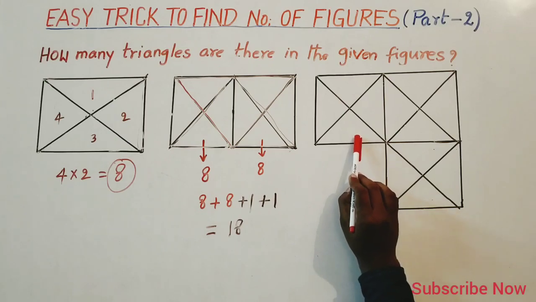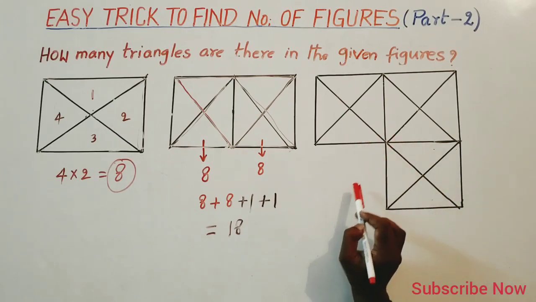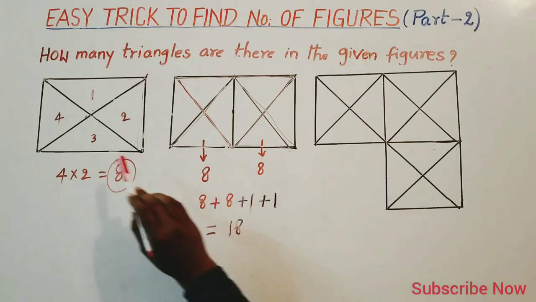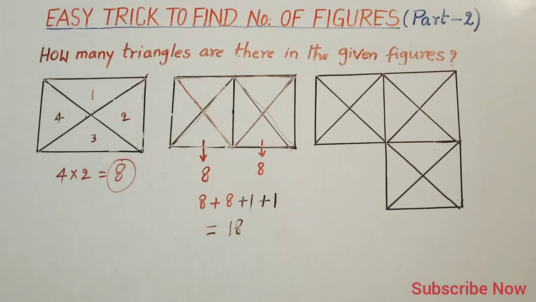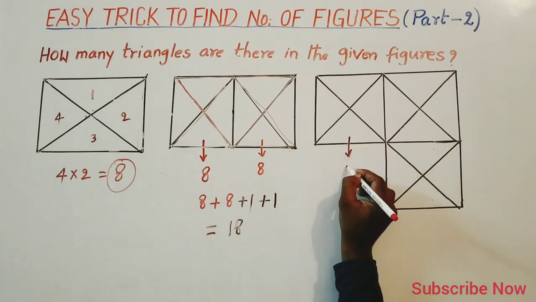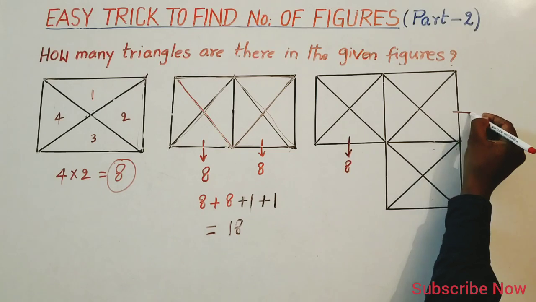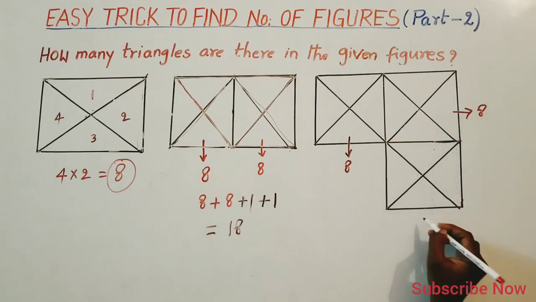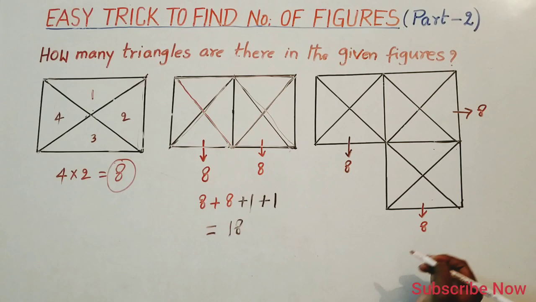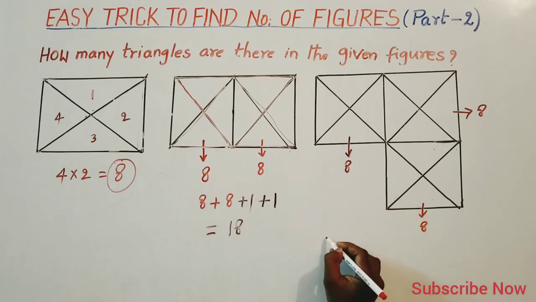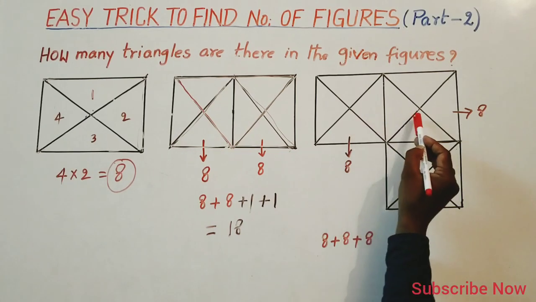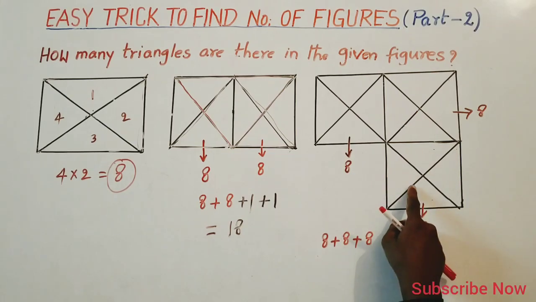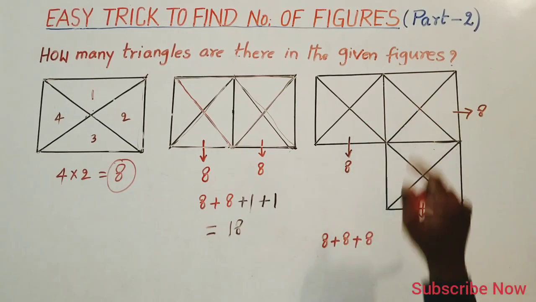How many triangles are there in this diagram? Here also if you observe carefully, there are 3 parts. This type of figures are there, 3 figures are there in this diagram. Therefore in this one you can find 8 triangles. In this part you can find 8 triangles, and in this part you can find 8 triangles. So totally 8 plus 8 plus 8, and again by joining these 2 parts, you just remove this one and you take these 2 parts.